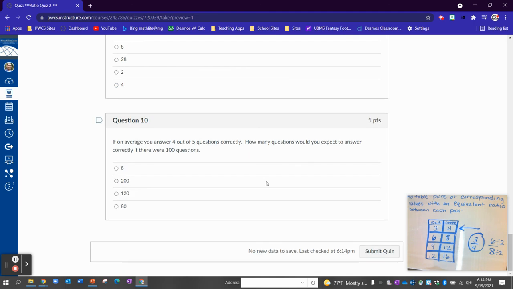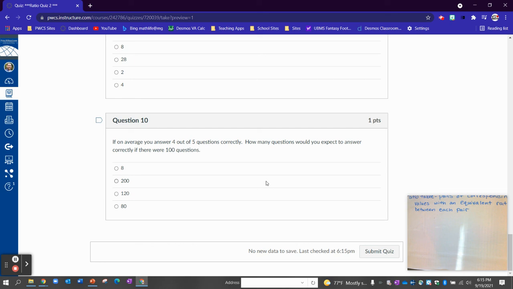Okay, this last one. Let's see if the ratio table can help figure out what this would be. And I'm going to take a little bit of a shortcut to get there, but it's saying if on average you answer 4 out of 5 questions correctly, how many questions would you expect to answer correctly if there were 100? So what are we comparing? We're comparing two things, but what two things are we comparing?